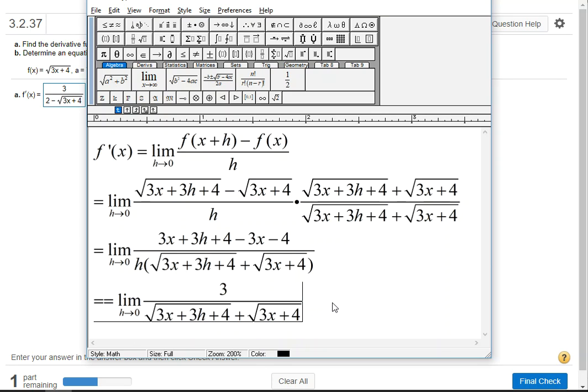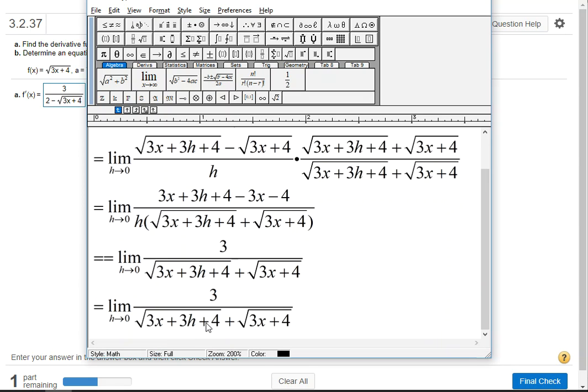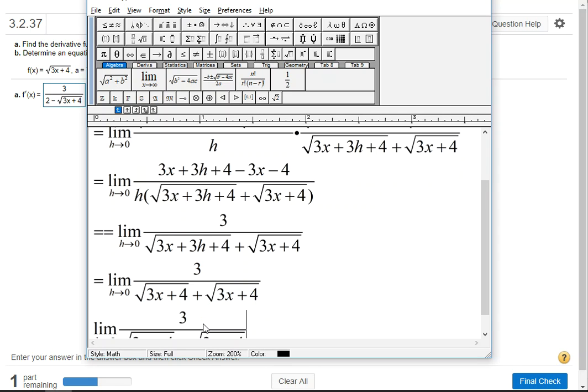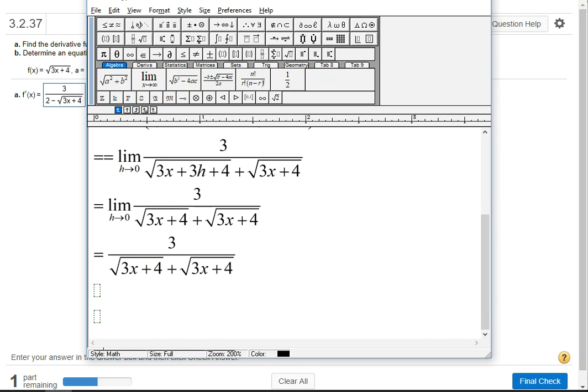Alright, now let's take that limit as h goes to 0. So as h goes to 0, h becomes 0, so this is all going to be 0. So I'm adding 0. So I actually have two of the same radical here. So when I finish that limit, I won't write limit anymore. And scrolling down again. I have two of the same, so I can say that I have two of them. Okay, so that finishes the derivative.